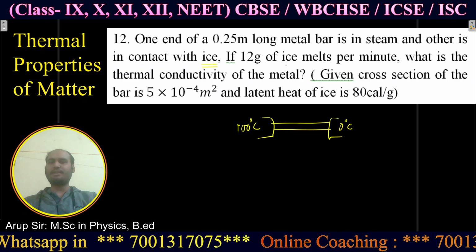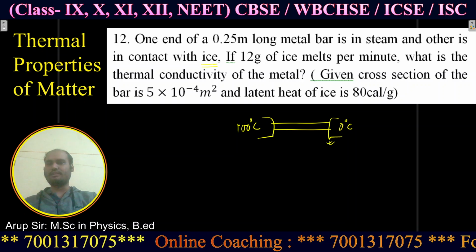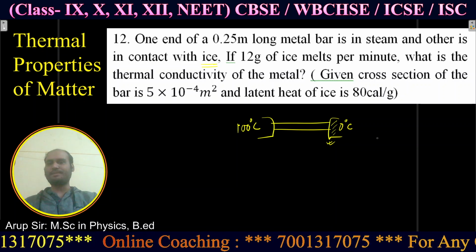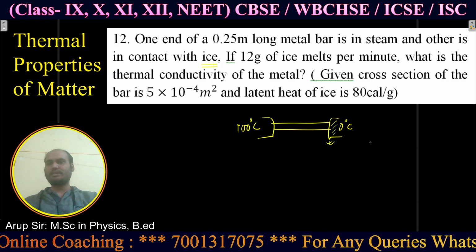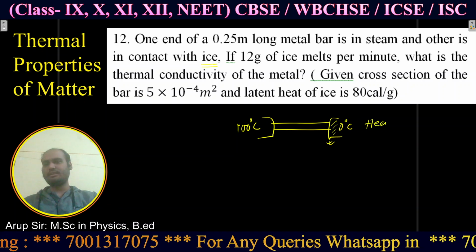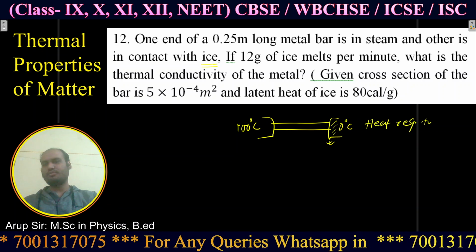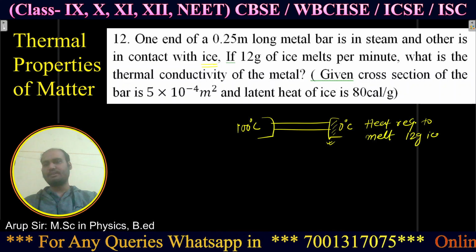Now if 12 gram of ice melts per minute, so at this side what is happening, 12 gram of ice melts. So what is the heat required to melt 12 gram of ice? What is the amount?